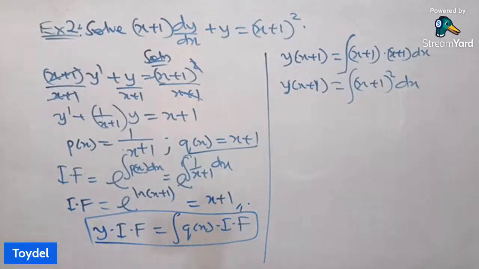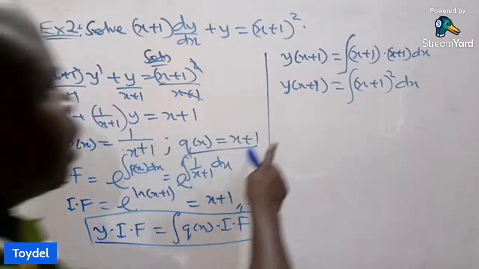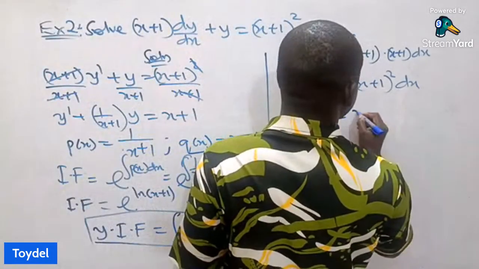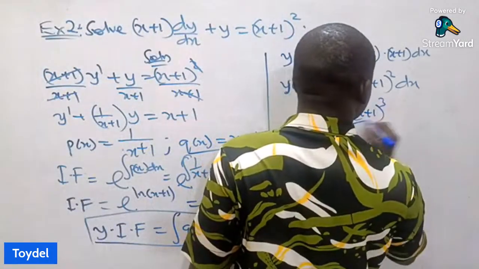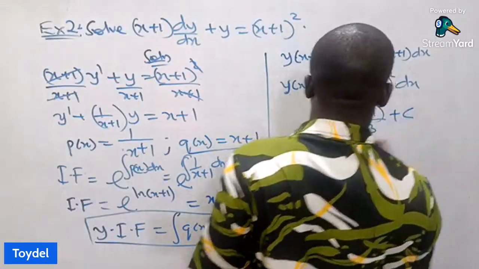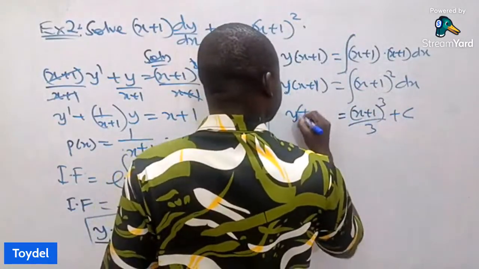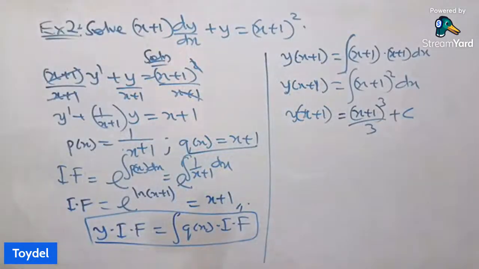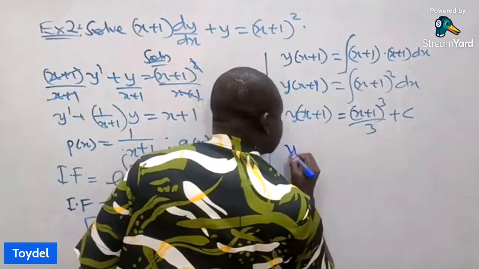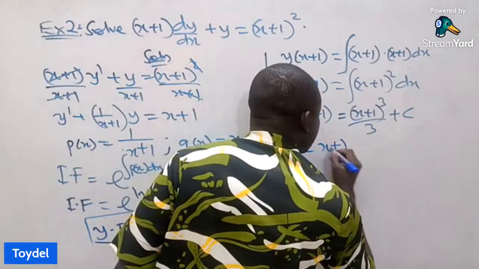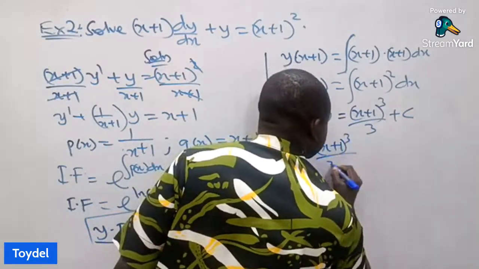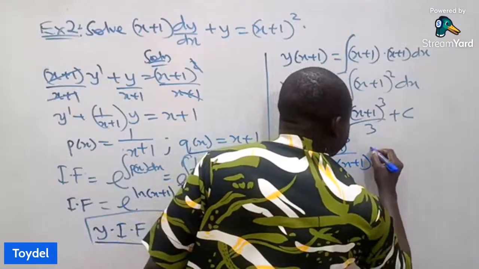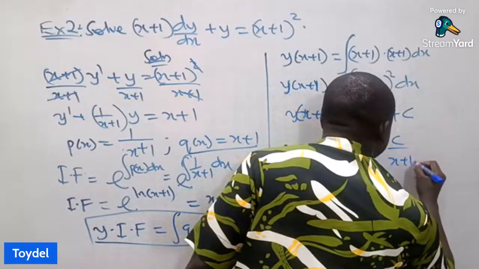So what are we going to do there? When we integrate this, this is going to give us x plus 1 cubed all over 3 plus an arbitrary constant. So y times x plus 1 gives us that. Of course, we can divide through by x plus 1, so that at the end of the day, y is equal to x plus 1 cubed all over 3 times x plus 1, plus c all over x plus 1.